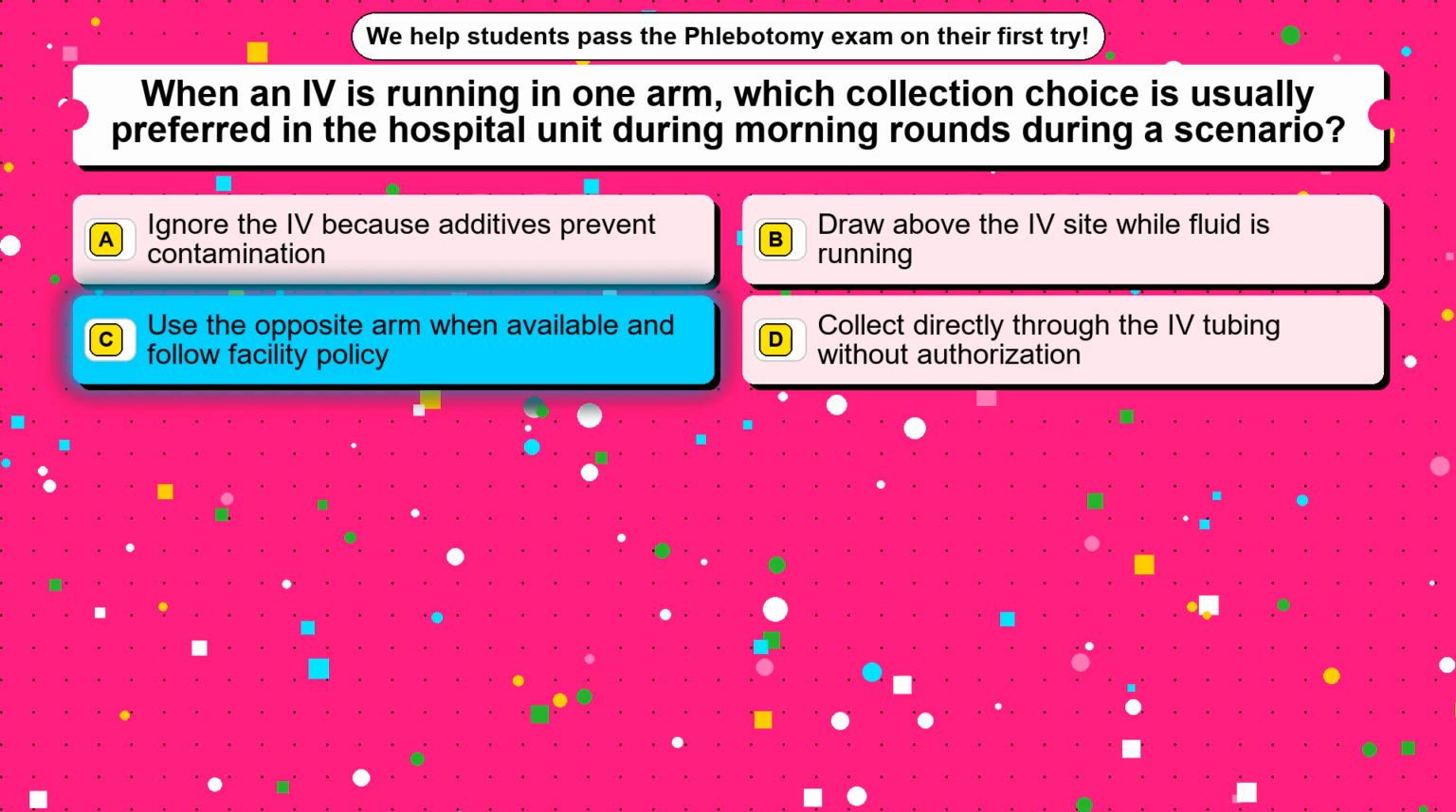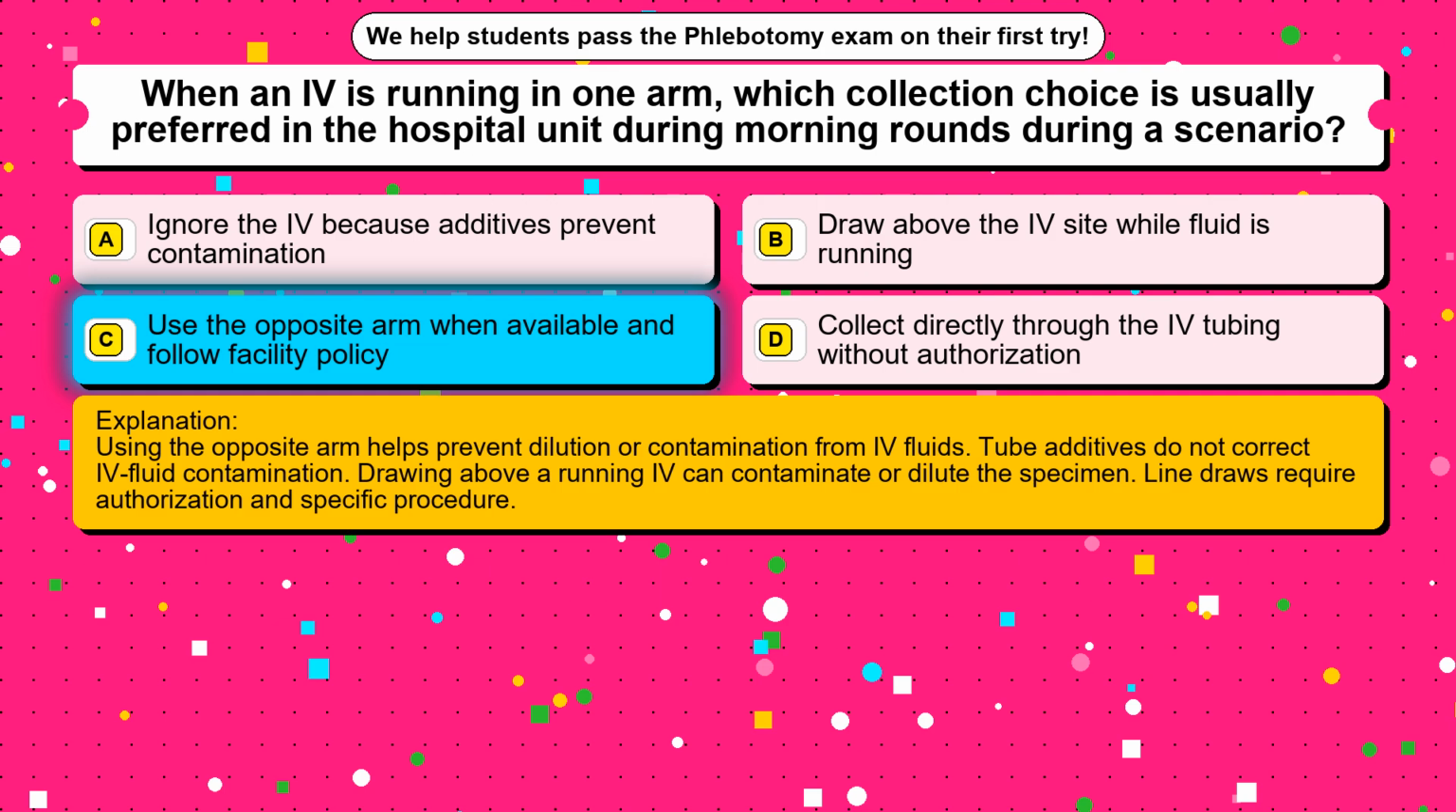The correct answer is option C. Use the opposite arm when available and follow facility policy. Using the opposite arm helps prevent dilution or contamination from IV fluids. Tube additives do not correct for fluid contamination. Drawing above a running IV can contaminate or dilute the specimen. Line draws require authorization and specific procedure.